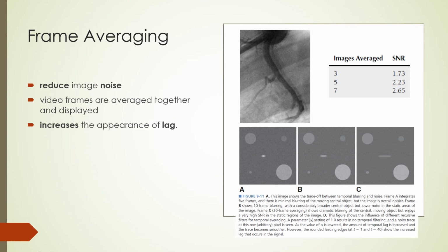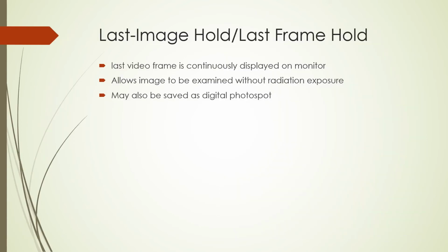The bottom figure here shows figure A with 5 averaged frames, figure B has 10 frames, and figure C has 20 frames averaged. The moving structure in the center of the images shows noticeable blurring due to lag as more frames are averaged. Last image hold is a technique used to reduce patient radiation exposure. After fluoroscopy is stopped, the last video frame is stored in digital memory and continuously displayed on a second monitor. This feature allows for prolonged study of the image without continuous radiation exposure.